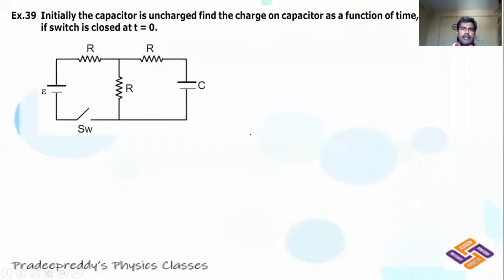The capacitor is initially uncharged, and it is connected across the resistors as shown in the circuit. You should find the charge on the capacitor as a function of time if the switch is closed at t is equal to 0. So you should find the value of charge Q on the capacitor as a function of time, with t starting from 0.